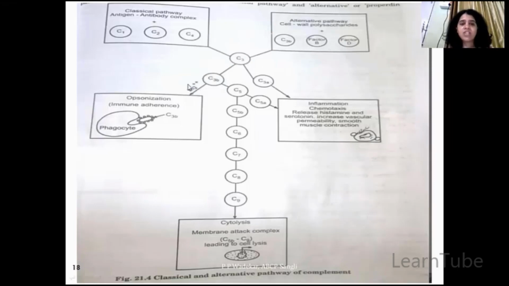The C3B portion in the presence of magnesium ions will cause opsonization, and the C3B will activate C5. C5 will get converted to C5A, and this C3A and C5A will be responsible for inflammation, chemotaxis, and release of histamine and serotonin. All the inflammatory responses will get activated with the help of C3A and C5A. Now C5 will get converted into C5A and C5B, out of which C5B will activate C6, C7, C8 and C9, and further lead to formation of MAC, the membrane attack complex, leading to cell lysis.